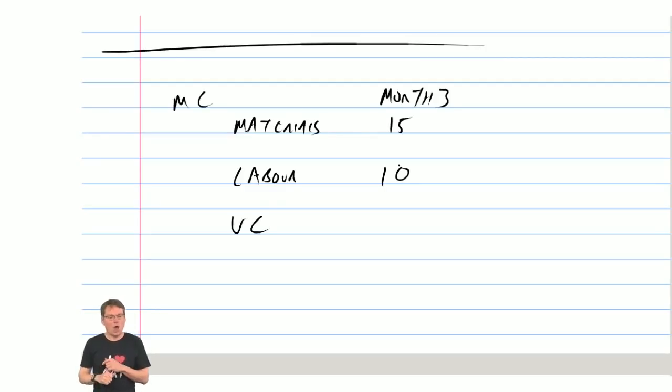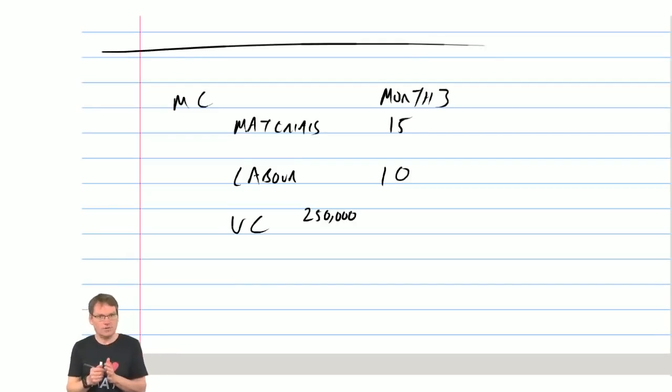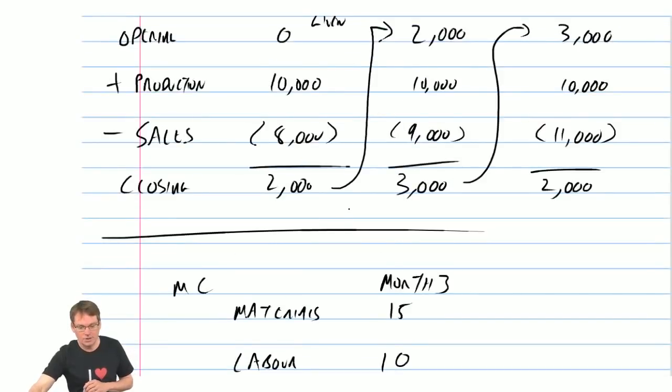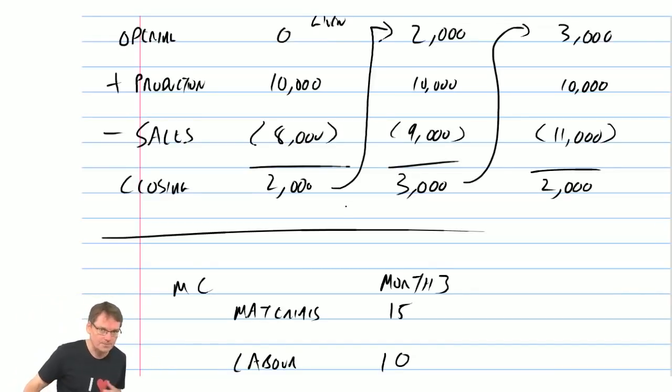Variable costs. I am told a total for variable costs. I'm given 250,000. Now I don't want 250,000, I want the cost per unit. So what I need to do is divide it by the number of units. Now the question is, which units? Is it the production, 10,000, or is it the sales, 11,000?